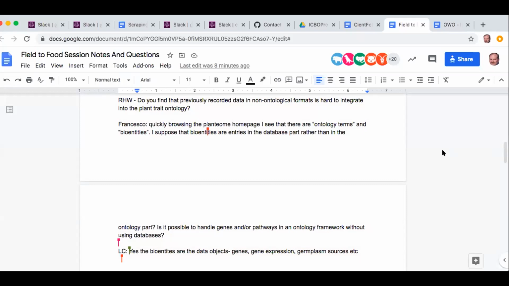I see, yeah. Perhaps other folks on the call have some experience in dealing with this, perhaps integrating the data objects right in the ontology as an instance. Would anyone else like to comment on that?